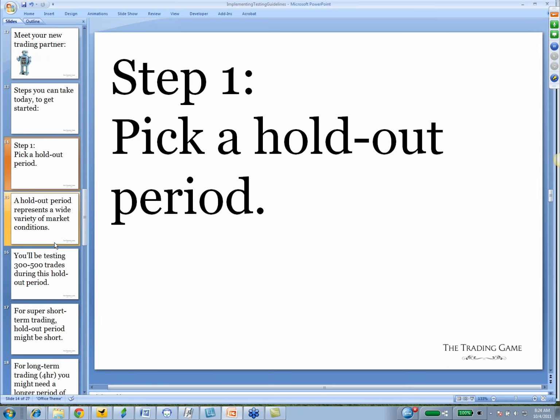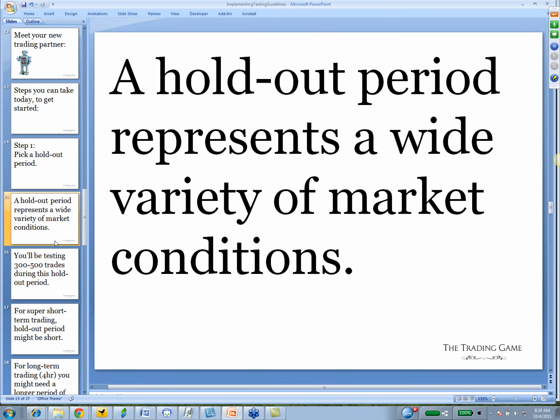A holdout period represents a wide variety of market conditions, ranging markets, volatile markets, trending markets, back and forth markets, quiet markets, loud markets, markets that included major economic data, markets that didn't include major economic data, markets that included economic surprises like the subprime mortgage crisis or the blowing up of Lehman Brothers, markets that didn't have anything like that at all.